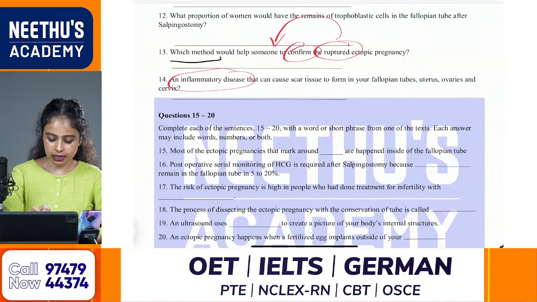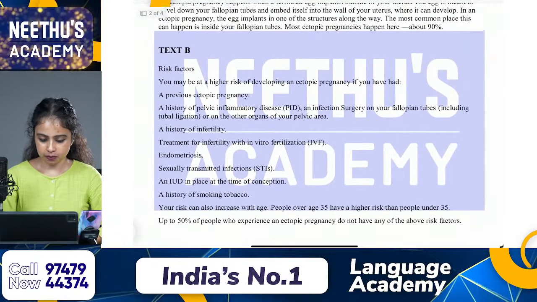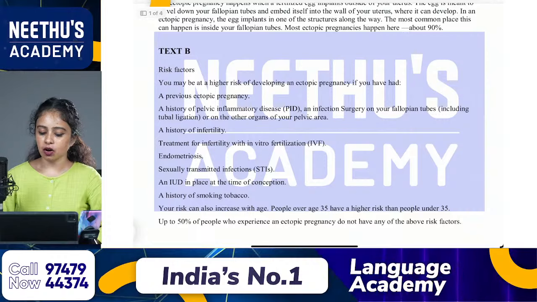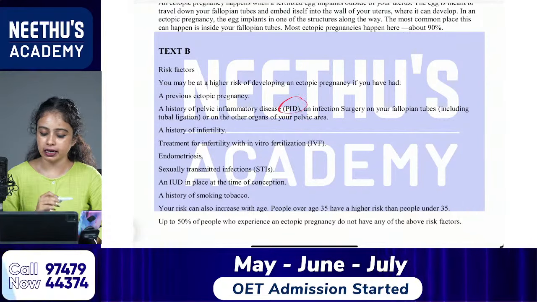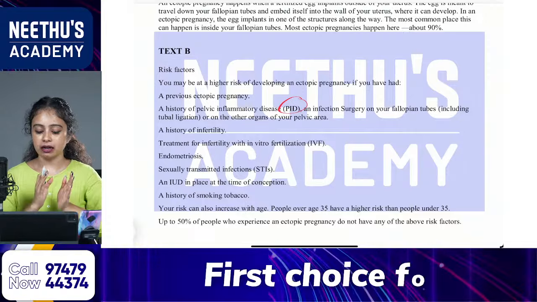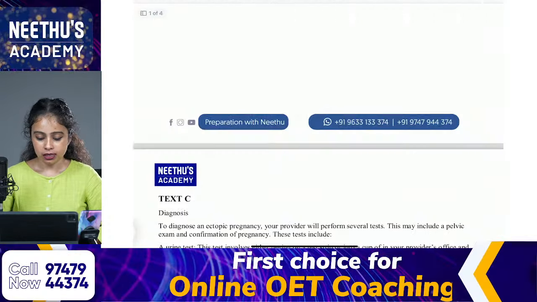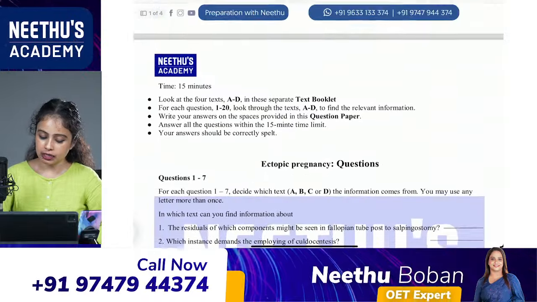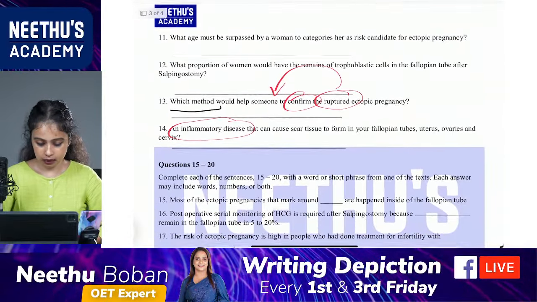So the answer is maybe from the risk factors, right? A history of pelvic inflammatory disease, or you can write PID. So pelvic inflammatory disease should be the answer, or you can write PID. Both are accepted. Either you can write PID or you can write pelvic inflammatory disease.